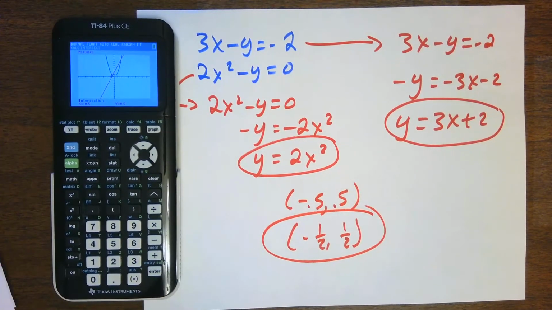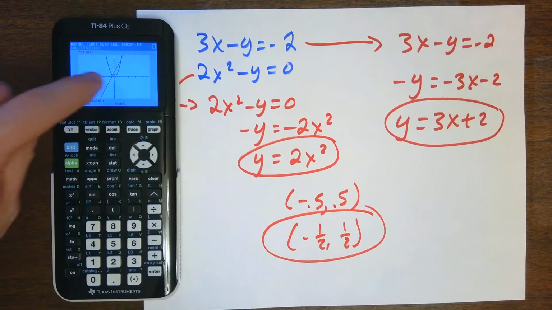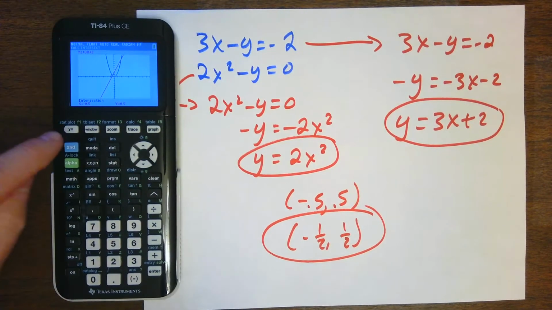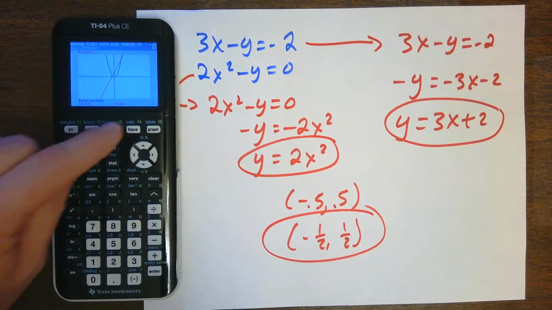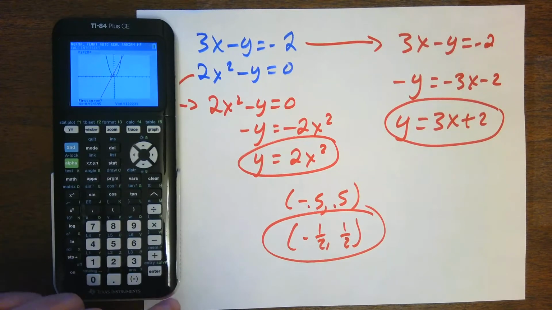That was one of the points that we found. Look back at the original solutions that we did. That was one of the points. Now let's find that other point. Casio users, if you're on the G-Solve already, just hit the right arrow and it'll jump right over there. TI users, we're going to have to identify that point. Second trace, which is the calculate button. Go down to number 5, intersect.